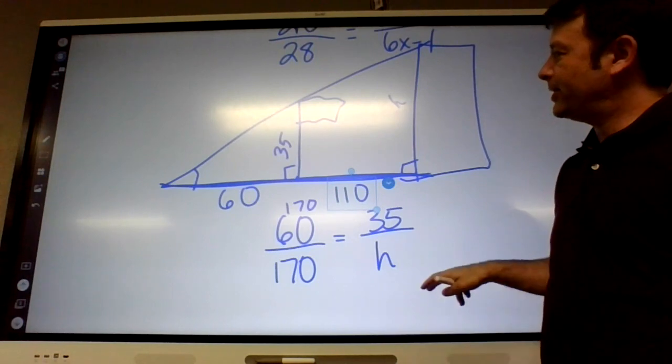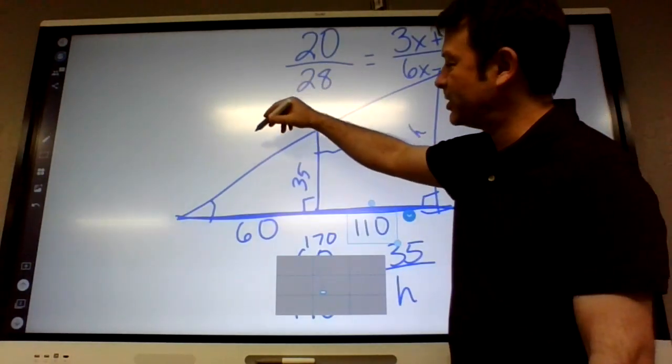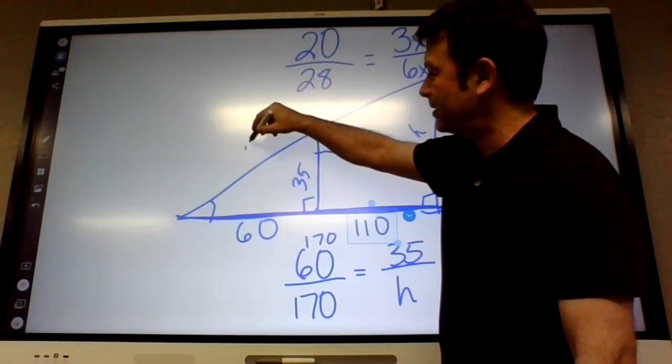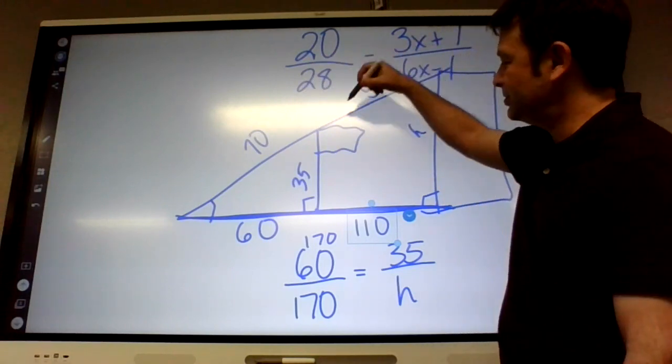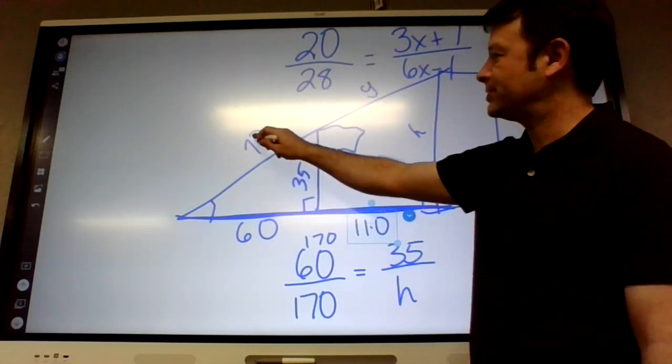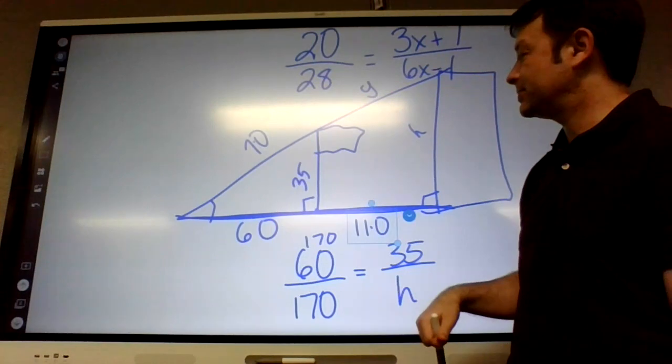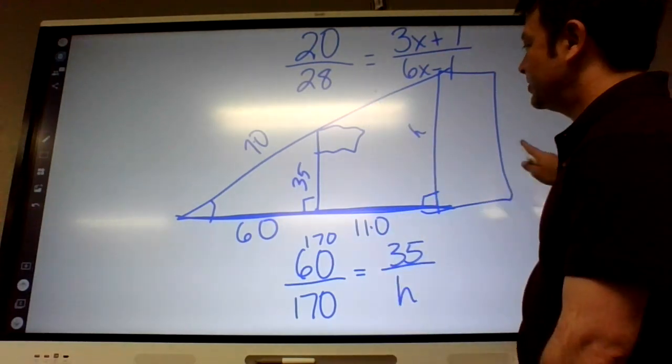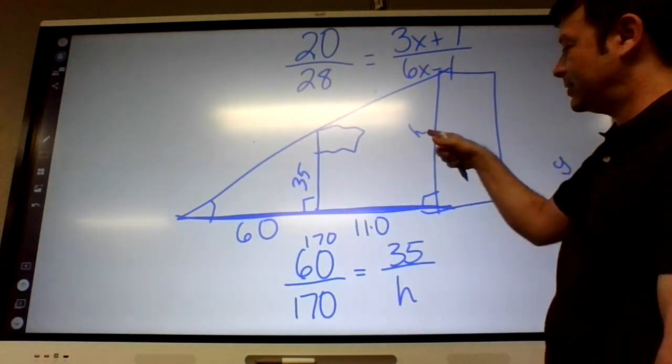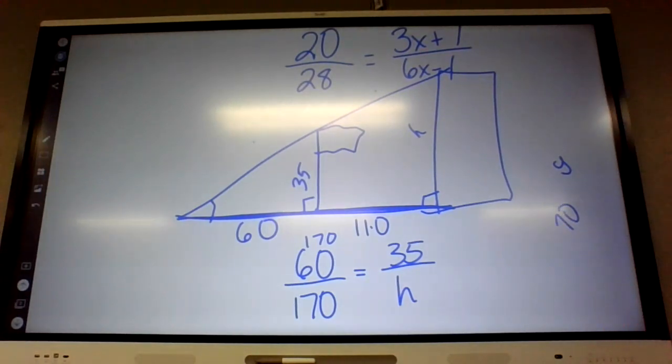Okay, now I know this is confusing, but if we were looking for, let's say, this, you could do 60 over 110 equals 70 over something. That actually does work, but only on the parallel stuff. It doesn't work for h. It's kind of confusing, I guess. Okay, why don't you guys try and draw a picture for that bottom one and see if you can set it up. We're almost done.